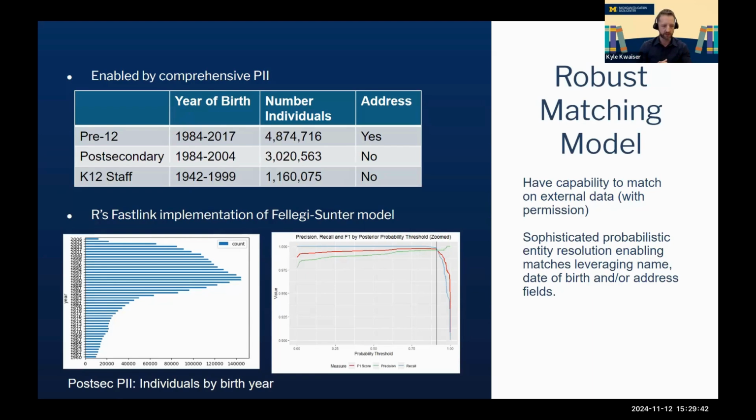On the left, you'll see a distribution by birth year of our K-12 student data, and you can see it really picks up in the 80s and then tails off in the late 2000s or early 2000s. On the lower right, that's how we evaluate our model outcomes and come to a probability cutoff for our individual matches that maximizes our true positives and minimizes, for example, our false positives. So we know there will be error, but we take a good deal of effort to minimize that.